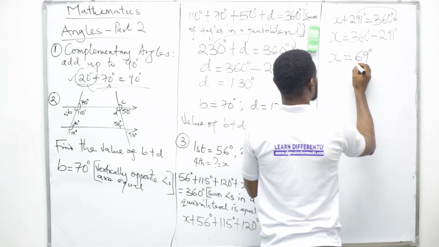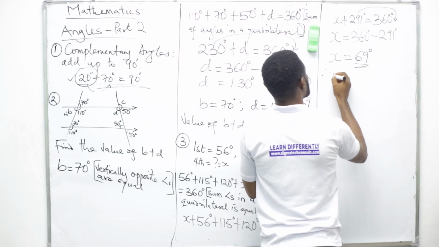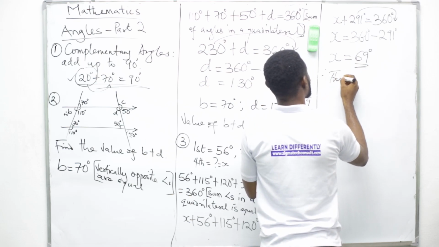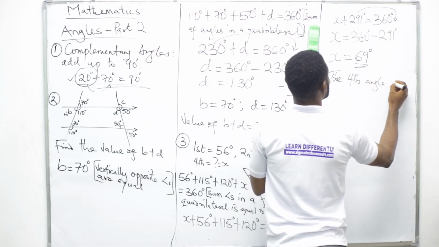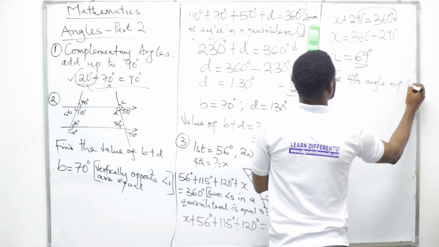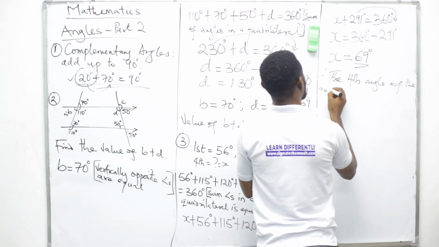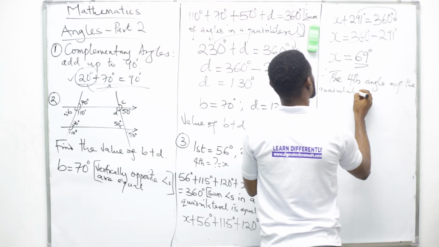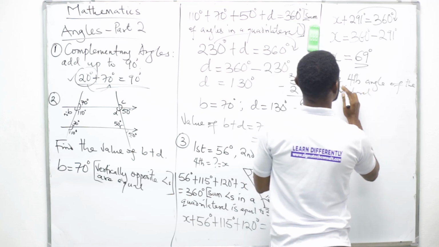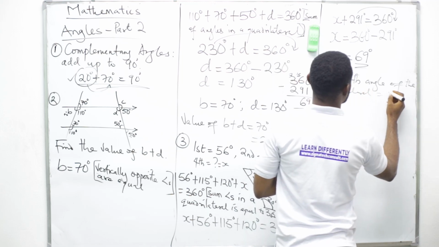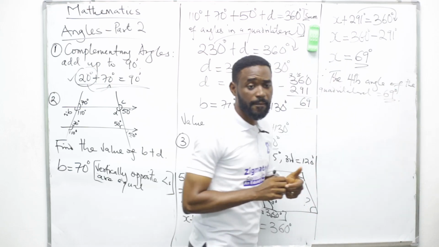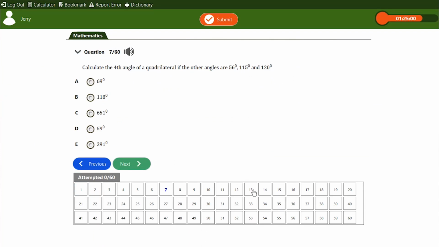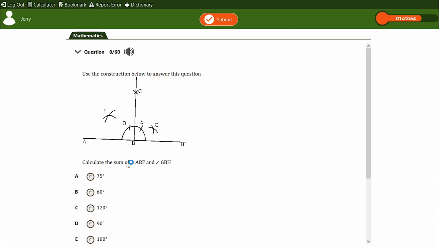69 degrees. So it means that the fourth angle of the quad is equal to 69 degrees. Let's see if we have our answer there. Okay, the option is option A. So let's look at the next thing.